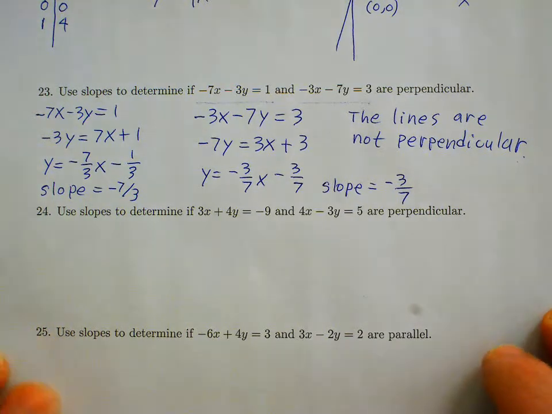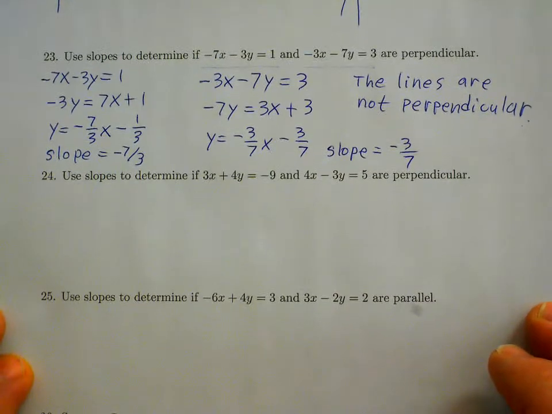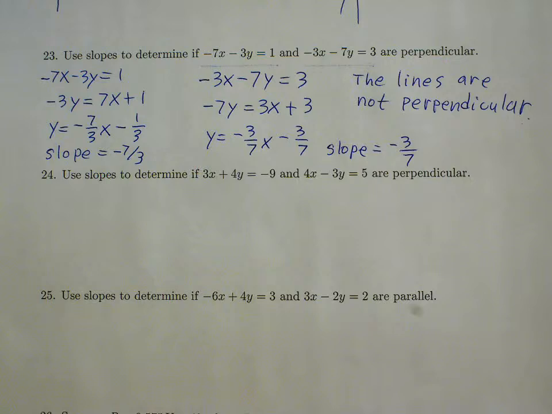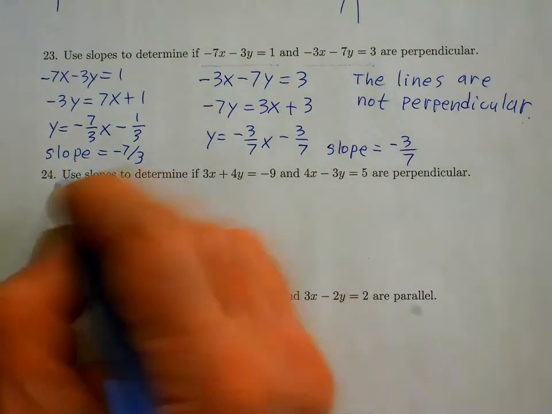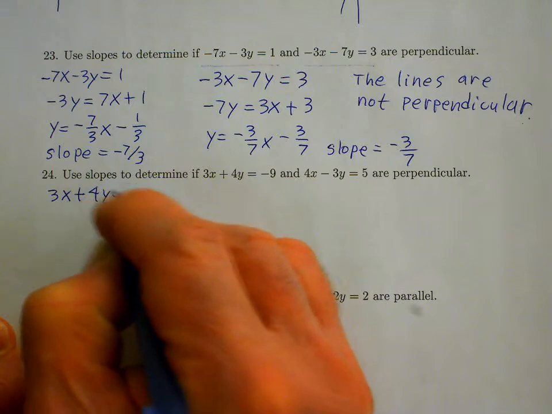Okay, the next problem has the same directions, just different lines. Use slopes to determine if 3x plus 4y equals negative 9 and 4x minus 3y equals 5 are perpendicular. So we'll do the same thing. 3x plus 4y equals negative 9.